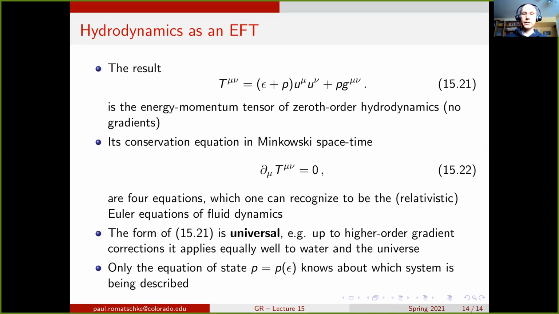So with that, I will stop the present lecture, and in the future lectures, we will use, in particular, this form of the energy momentum tensor to do interesting things like cosmology.